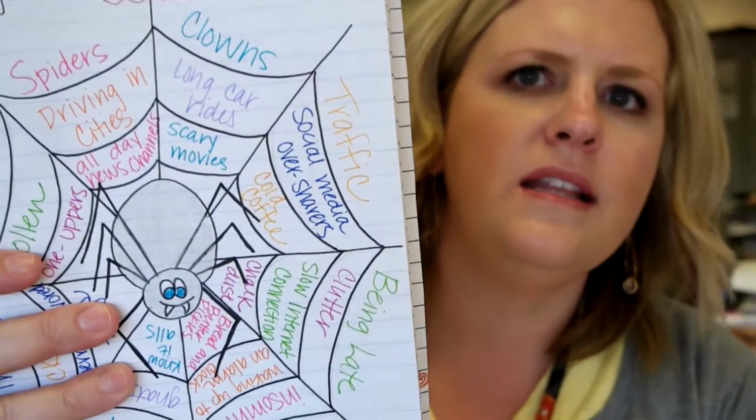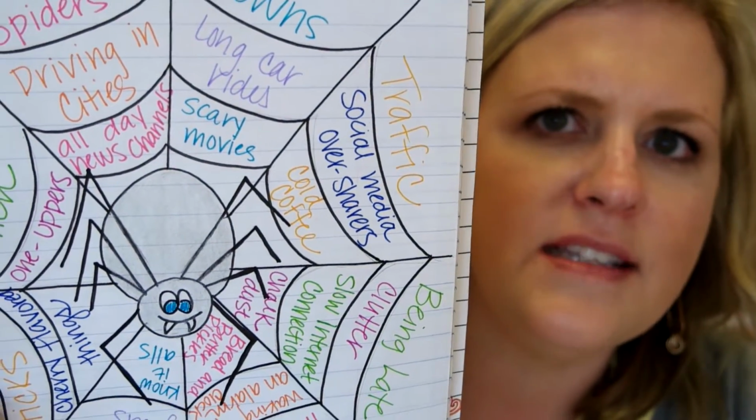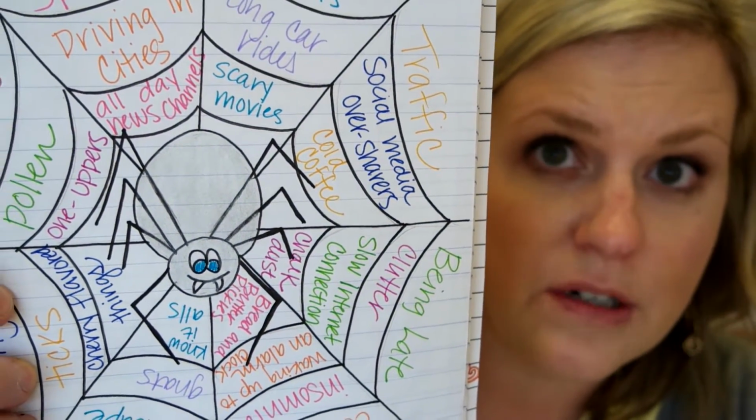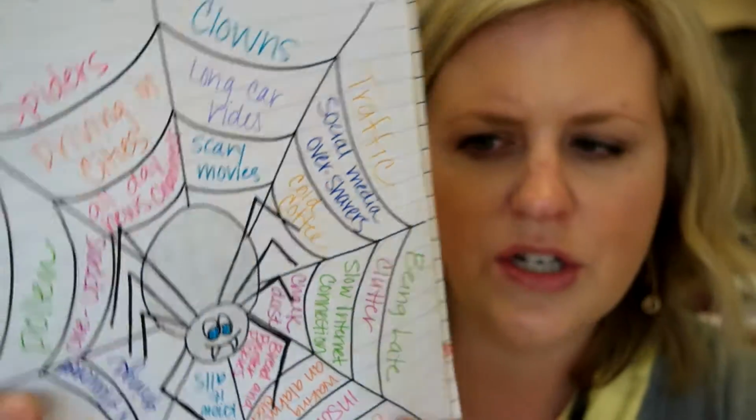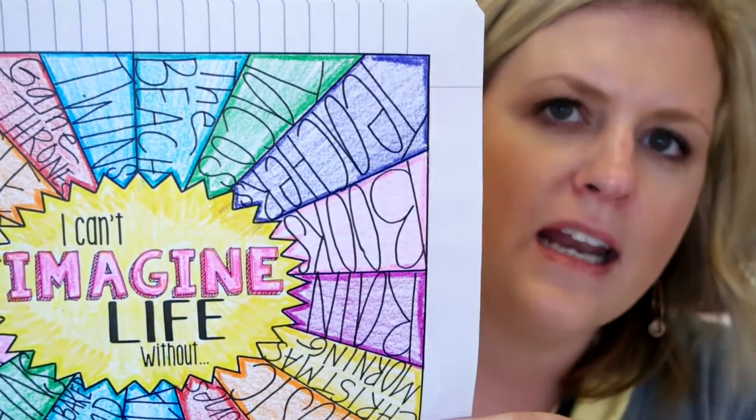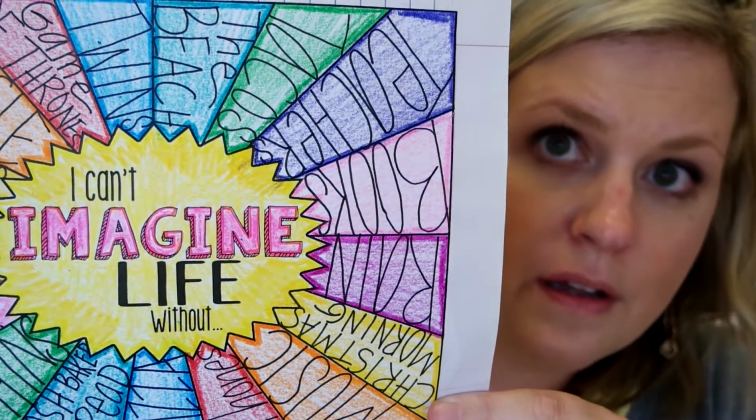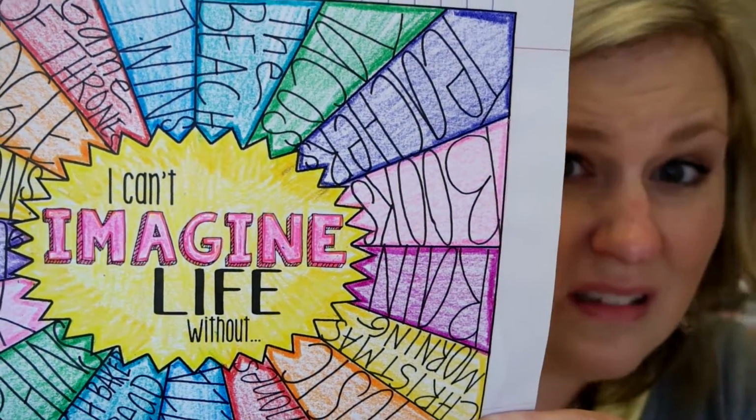Here is one. This is a list of things I cannot stand. I put a spider in the middle because I can't stand spiders. Another one that we do is, here is things that I can't imagine life without. Google, come on.